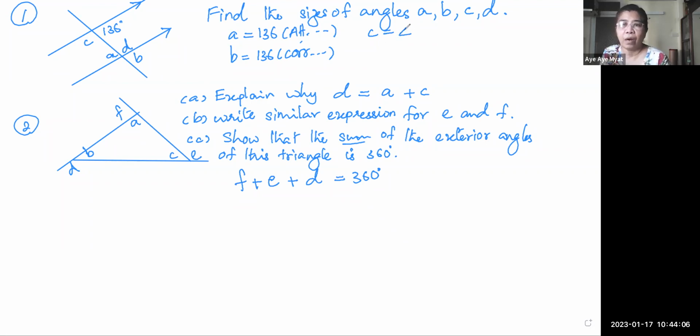44 degrees. 136 plus C is equal to 180 on a straight line. So C is equal to 180 minus 136, which is equal to 44.